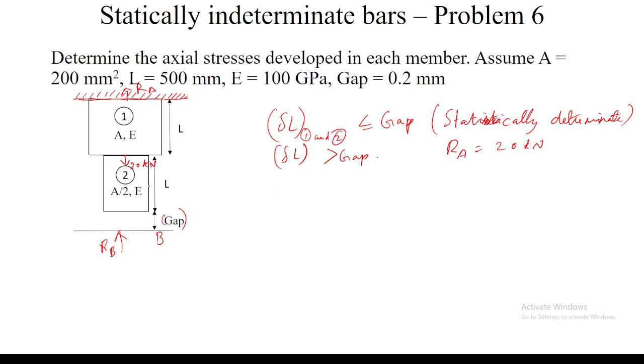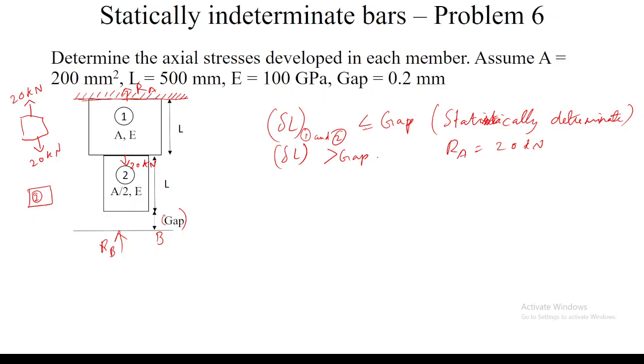Initially, what load have I applied? 20 kilonewton. So if I take the free body diagram of bar one, here I have applied 20 kilonewton, and the reaction force will also be 20 kilonewton for a statically determinate structure. For the free body diagram of member 2, what is the force acting on member 2 here? 20 kilonewton, sir.